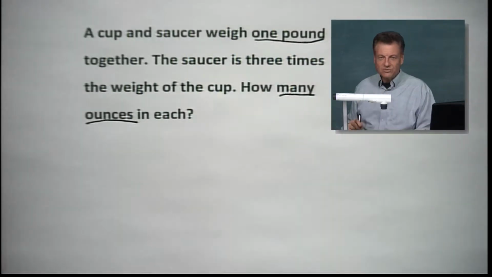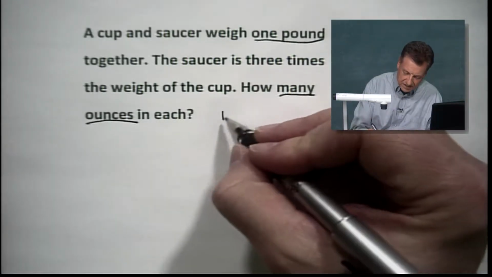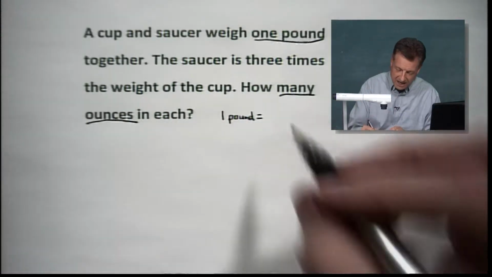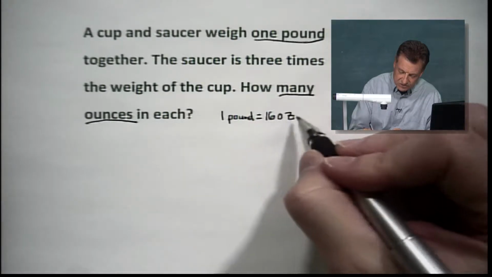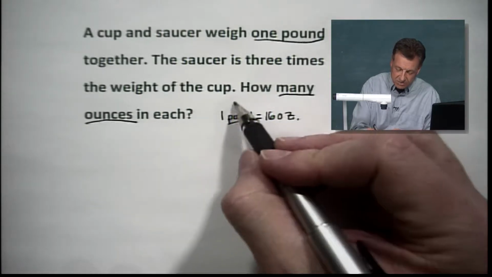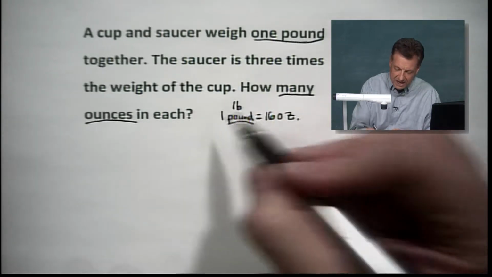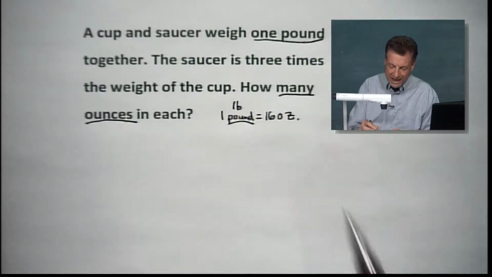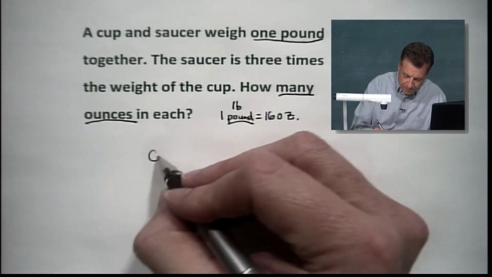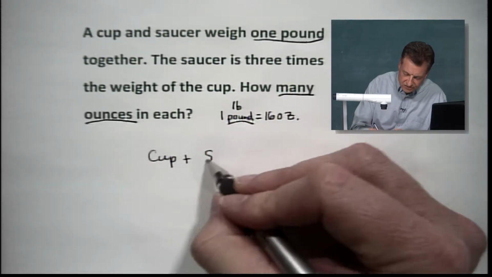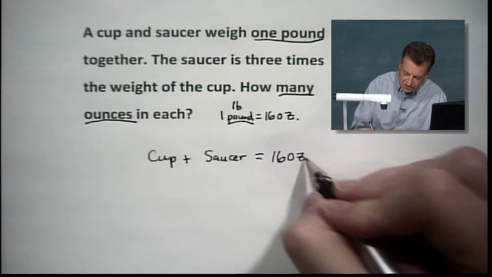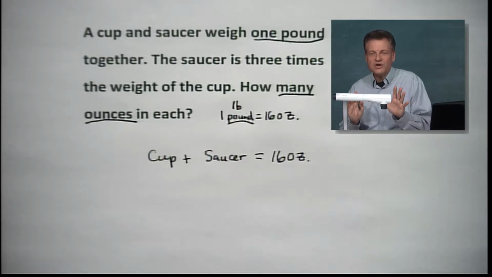So one important fact we need to know here is that 1 pound equals, y'all got it? How many? 16 ounces. And we'll use OZ to work that. So 1 pound, by the way, you see that LB for pound. It looks strange with a 1, so that's why I used the word pound. And you get 16 ounces there. So the basic idea, we have a cup plus the saucer equal to 16 ounces right there to start with.